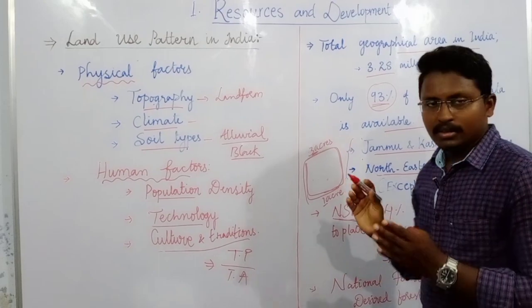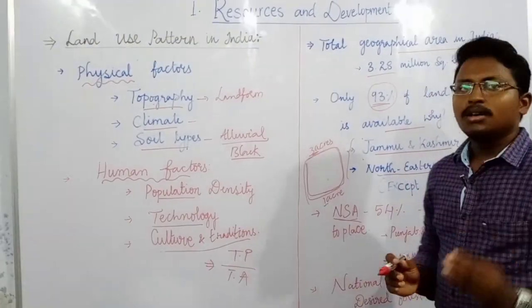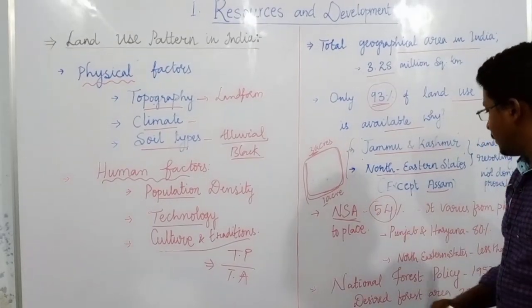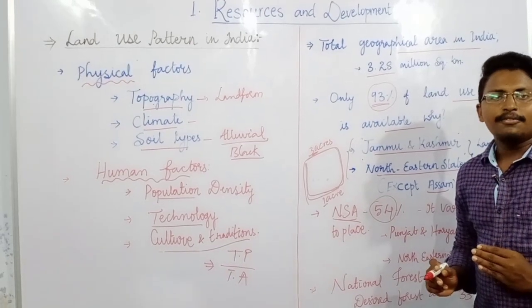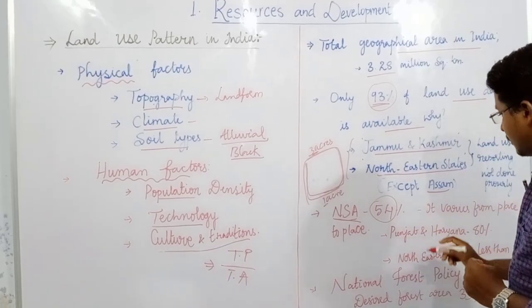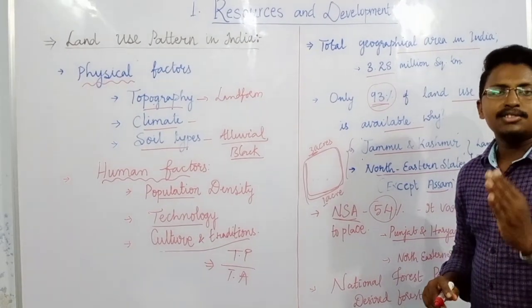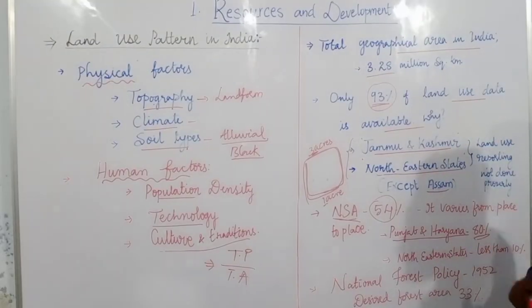Why? Because the same land is being cultivated three times. So the total net sown area of our country is 54%. But again, this net sown area also varies from place to place. For example, if you take states like Punjab and Haryana, the net sown area is very high, something like 80%.